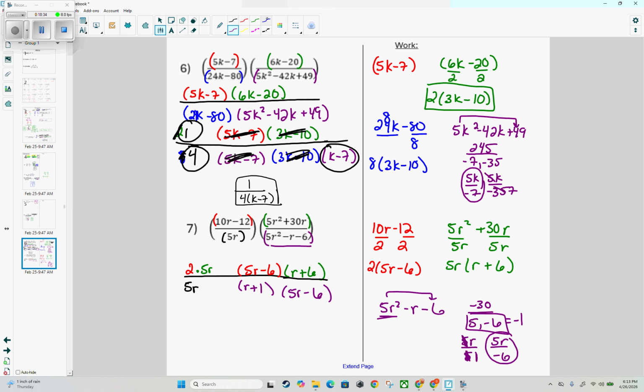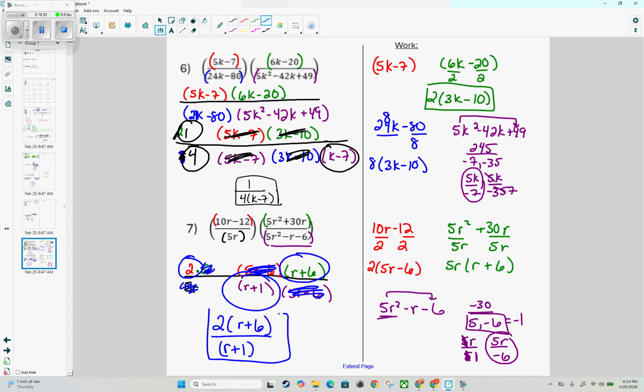All right, now comes the fun part of canceling. Married people, those guys are gone. Those ones get to stay. The 5r's get to cancel off. So I'm left with a 2 on top and an r minus 6. So I have a 2 parentheses, r plus 6. And on bottom, I'm left with just the r plus 1. I would leave them in parentheses. That way you remember not to cancel anything that you shouldn't.